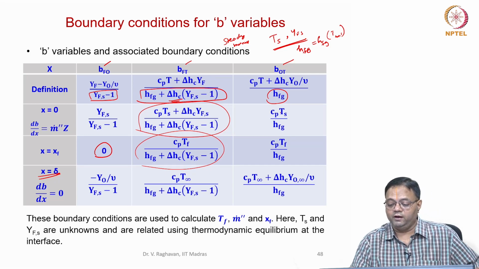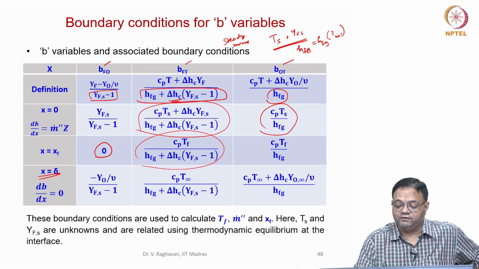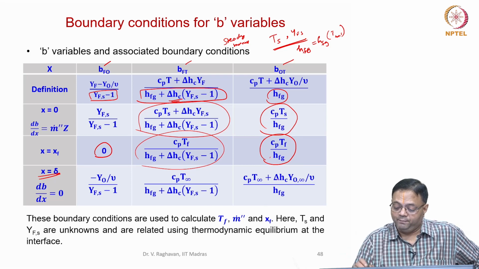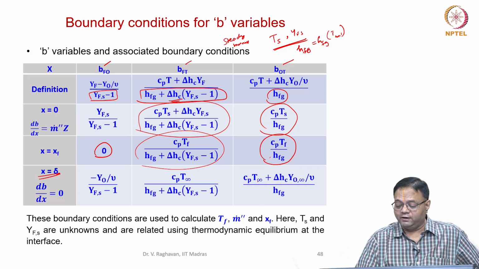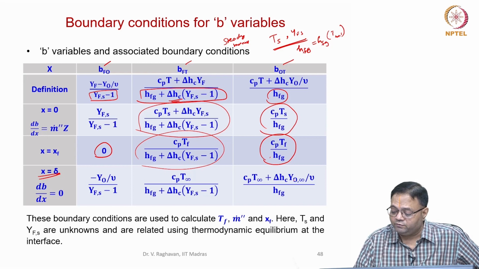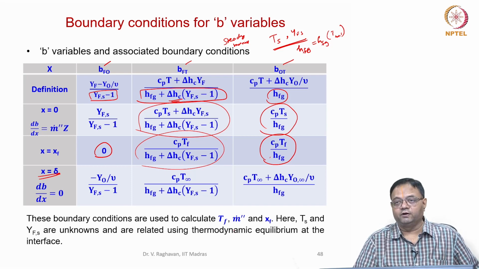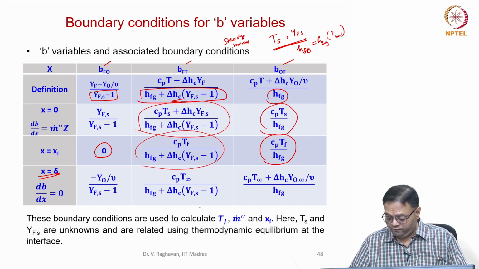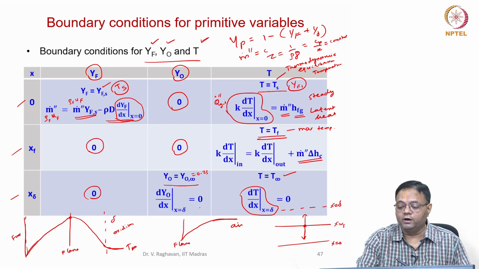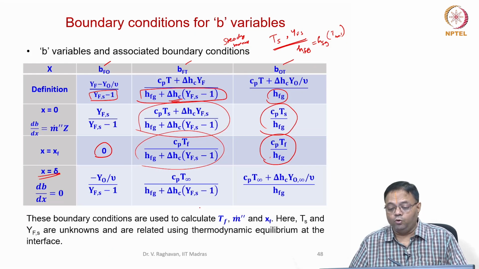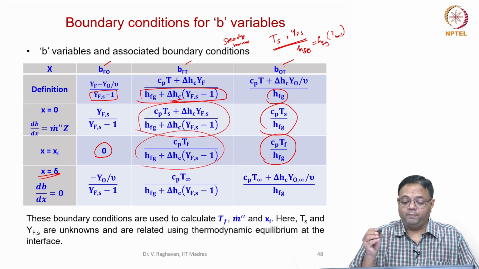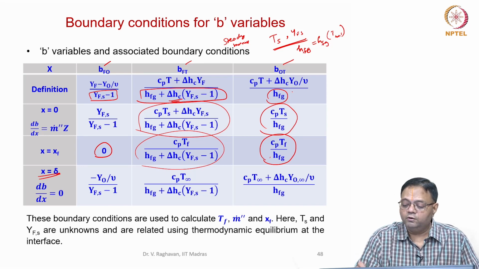Similarly, for BOT, I get the surface temperature will be there, but YO will not be there. At the flame temperature is there, but not YO. But at the ambient condition, I get this. So, basically, Cp T infinity plus YO infinity by nu into delta HC will come for the ambient. So, the boundary conditions which are physical primitive variable boundary conditions are now transferred as the boundary conditions for the B numbers, but note that the B numbers are now normalized.